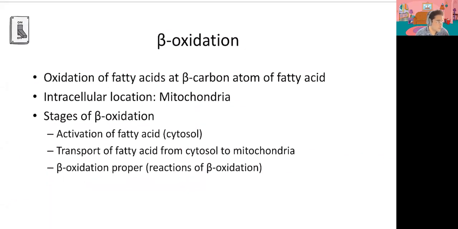Okay, beta oxidation. Guess what? We're starving right now. So this is 3 to 5 days, things are getting out of whack. So where does this happen? Intracellular location, mitochondria. So you take the activated fatty acid from the cytosol, transport the fatty acid into the mitochondria, and you do beta oxidation with it.